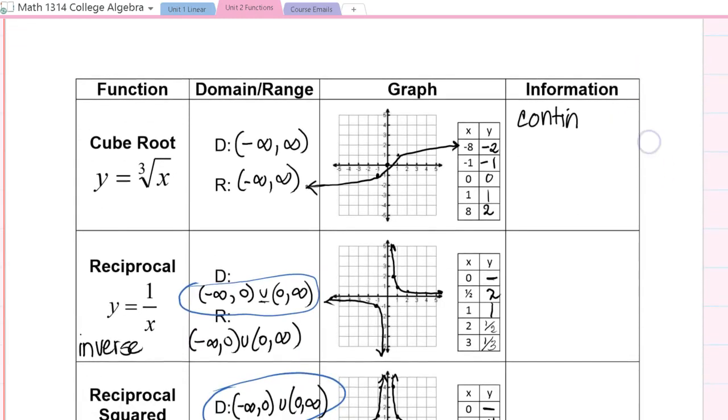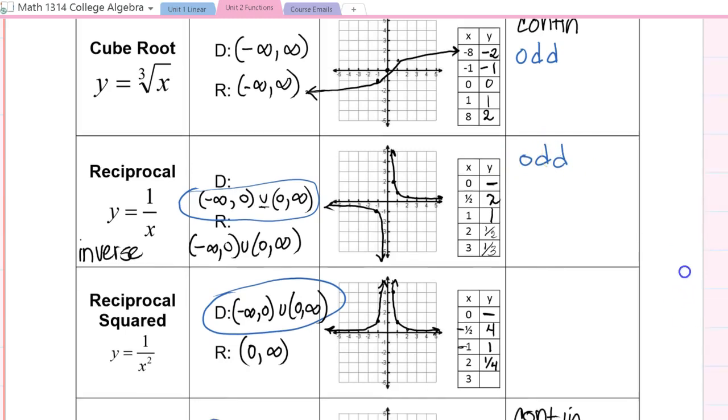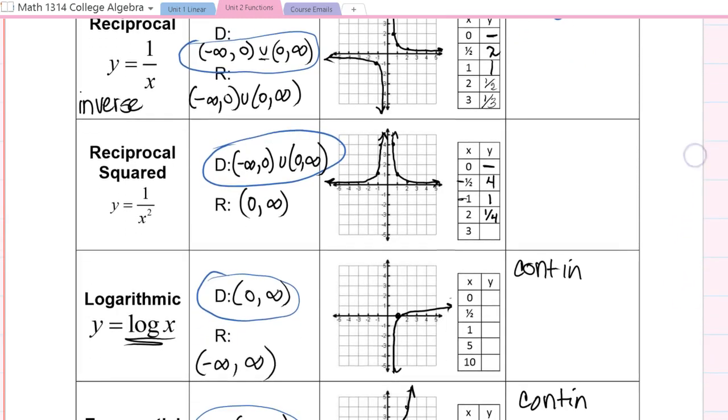Cube root has the same scenario. If I put it upside down, it will be the exact same graph. For reciprocal, if I put this one upside down, it would be the same graph. So this is also considered odd. If we look at a reciprocal squared, along the y-axis on the left compared to the right, we will find that this is even.